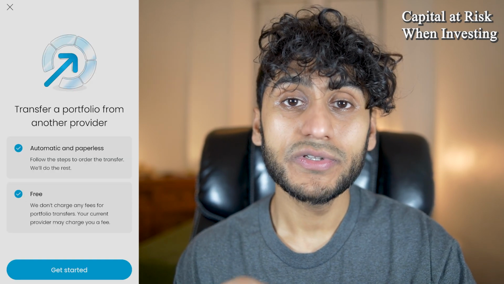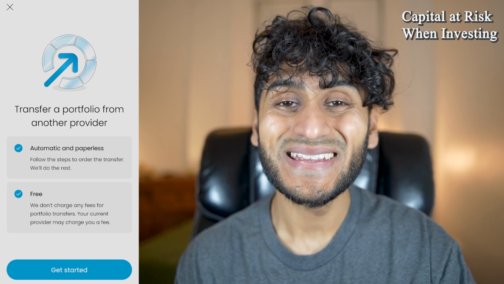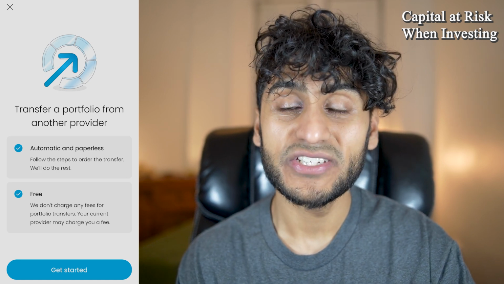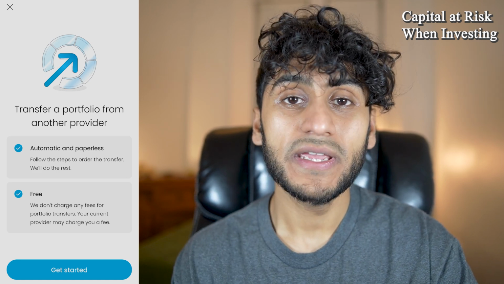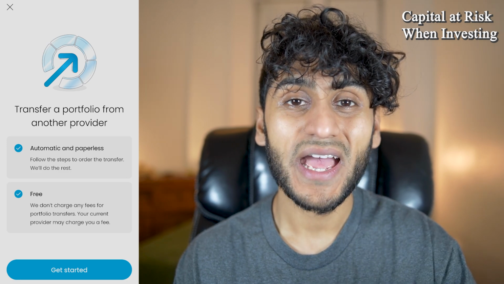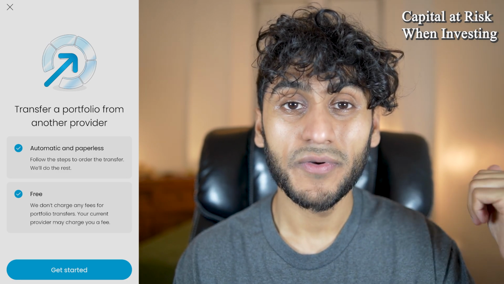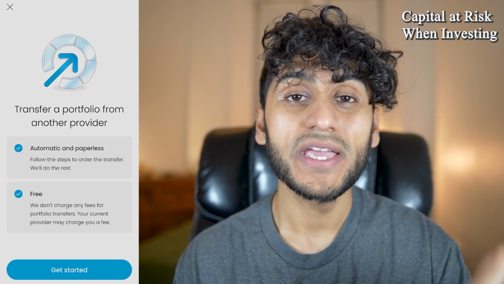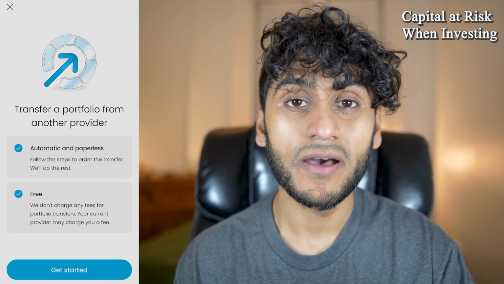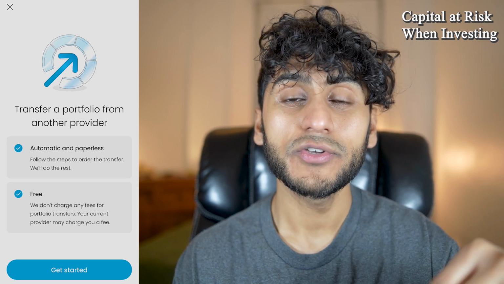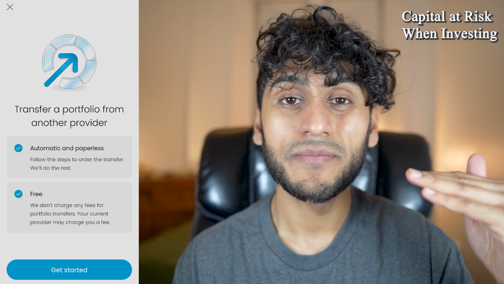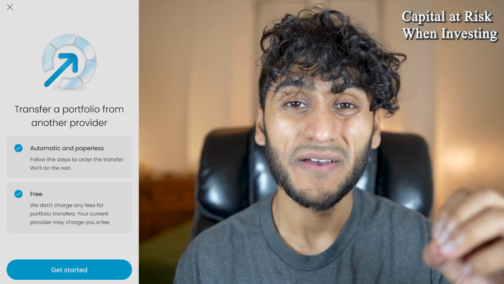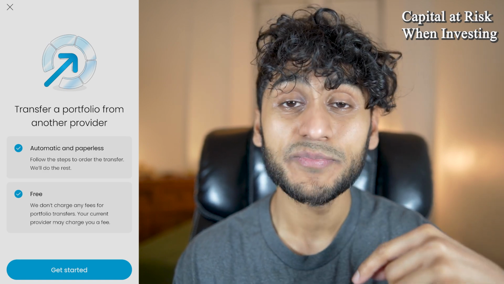Now here Trading 212 lets you know a few things. You can see that it is automatic and paperless, this transfer process, and it is also free, meaning that Trading 212 doesn't actually charge you for the transfer from your old provider to Trading 212. However, your old provider may charge you a fee, but I believe Vanguard will not charge you a fee. If you are doing this from another platform, then the same steps will apply, but some stuff might be a bit different. But anyway, let's press get started.